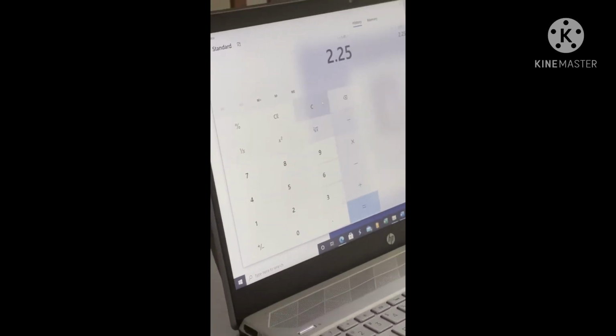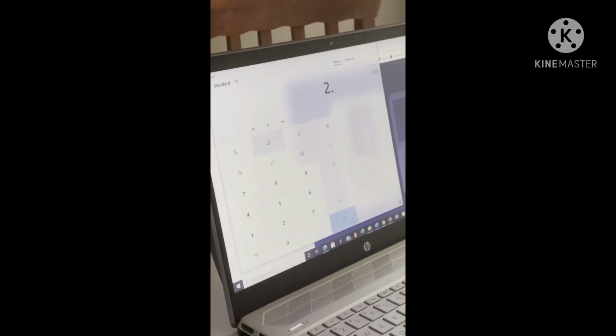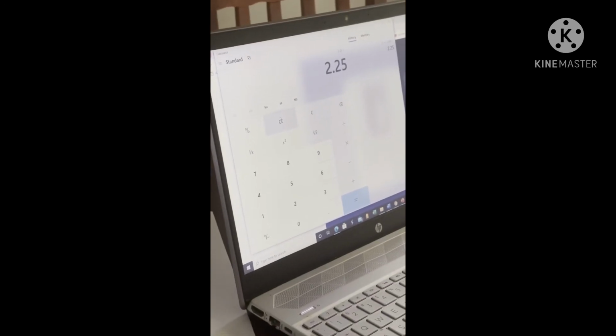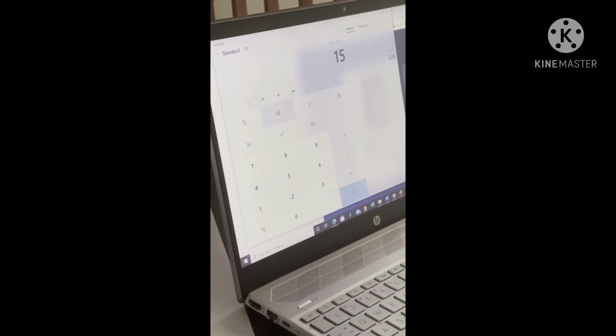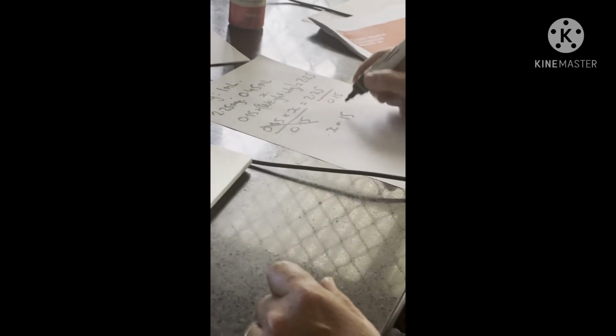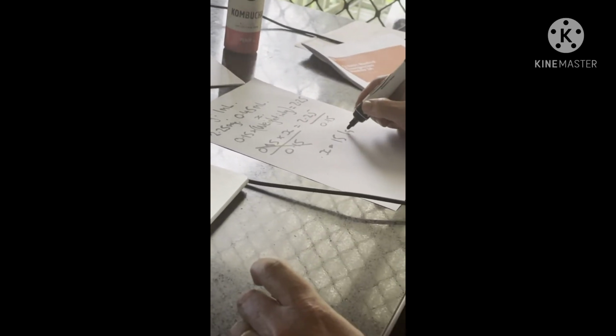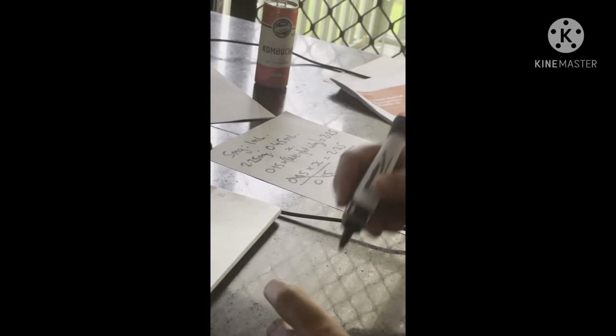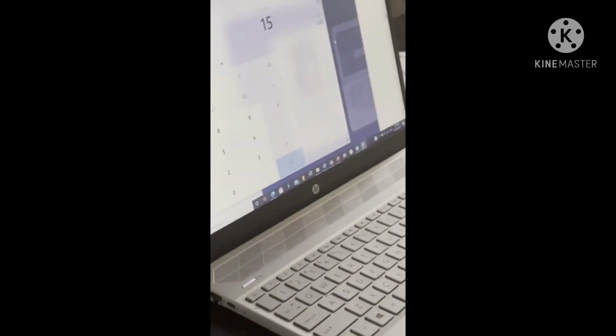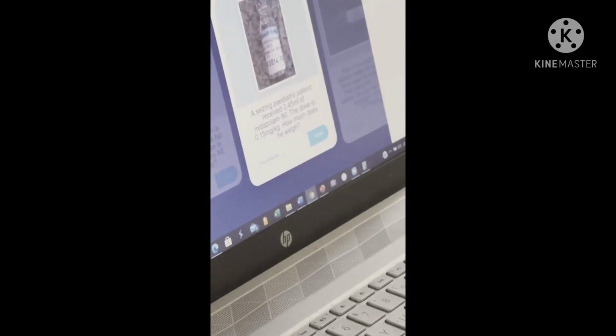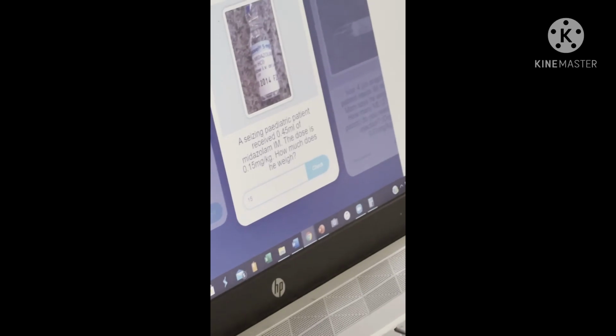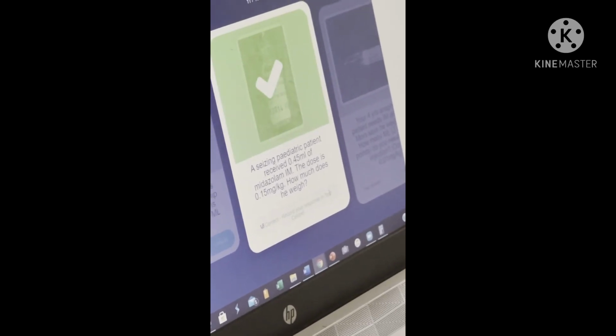2.25. Get my calculator going. Do this again. 2.25 divided by 0.15 equals 15 kilos. So I then go back over to this and write 15. Yay! We're all right.